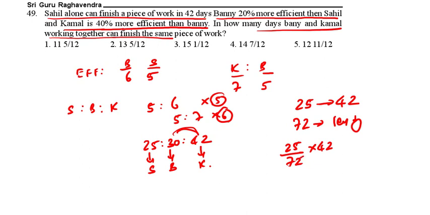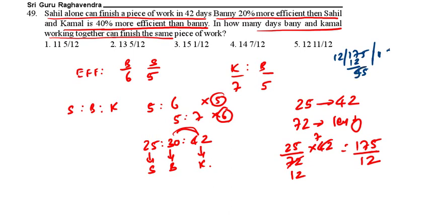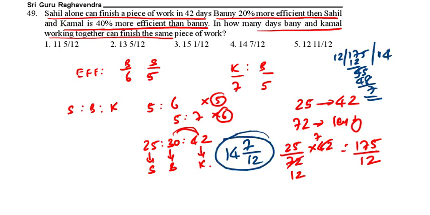Now 6 12s, 6 7s. We are going to get 175 by 12. 175 by 12 means, see the division here, 12 ones 12. Then we get 55, 12 fours 48, 7. So 14 7 by 12 days. Option 4 is the correct answer.